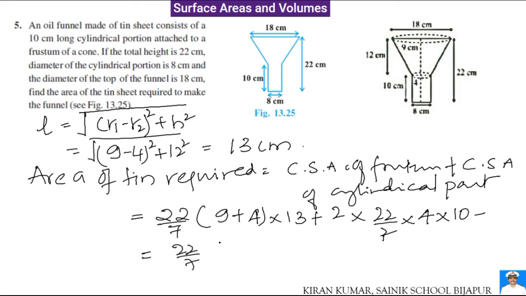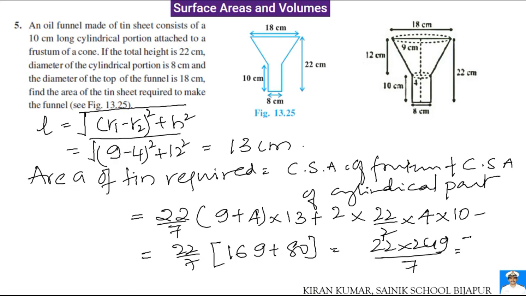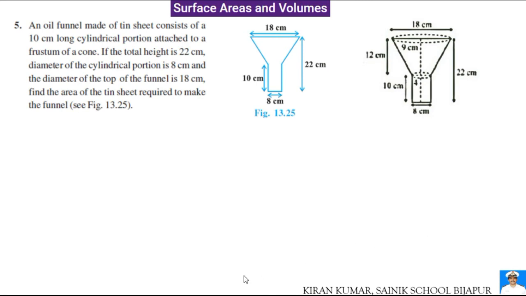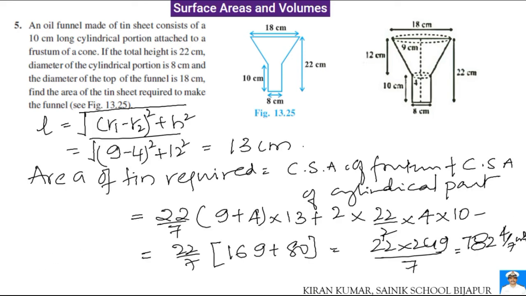22 by 7 is being common. Rest of the things I'll multiply and simplify. We get it as 22 into 249 divided by 7, approximately equal to 782, 4 upon 7 centimeter square. Here, now we'll further simplify. So approximately this will be equal to 782.517 centimeter square. This will be the amount of the tin required to make the funnel.